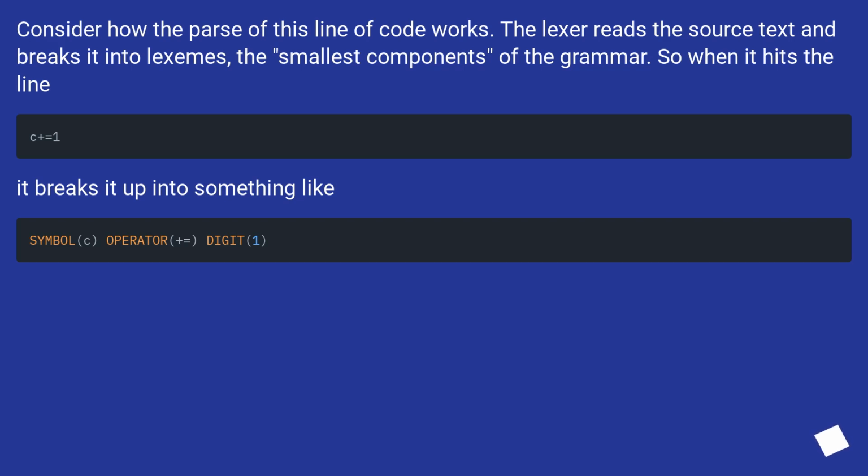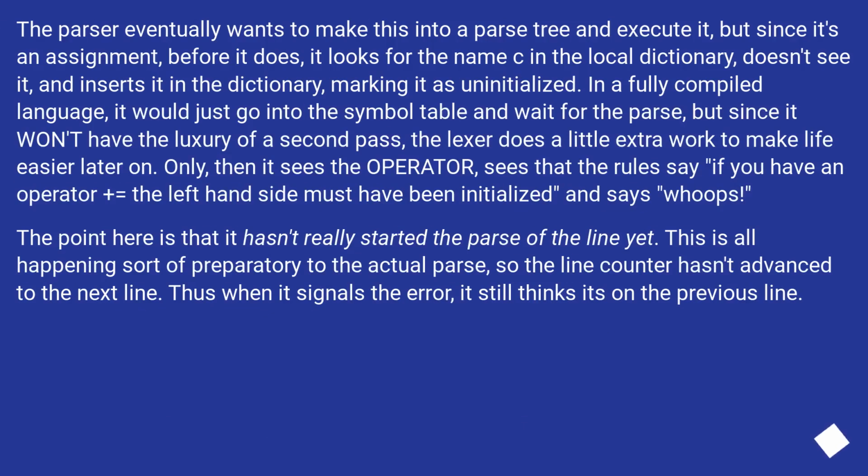Consider how the parse of this line of code works. The lexer reads the source text and breaks it into lexemes, the smallest components of the grammar. So when it hits the line, it breaks it up into something like tokens. The parser eventually wants to make this into a parse tree and execute it, but since it's an assignment, before it does, it looks for the name C in the local dictionary, doesn't see it, and inserts it in the dictionary, marking it as uninitialized. In a fully compiled language, it would just go into the symbol table and wait for the parse, but since it won't have the luxury of a second parse, the lexer does a little extra work to make life easier later on.